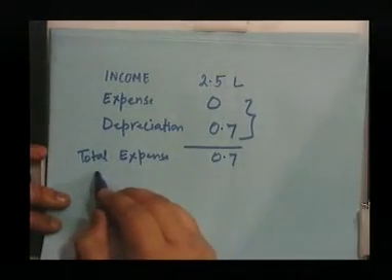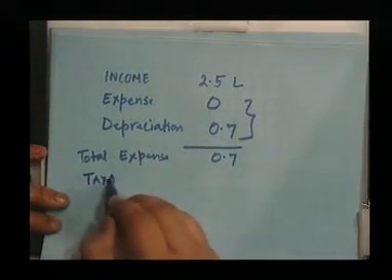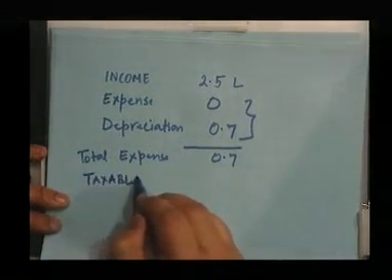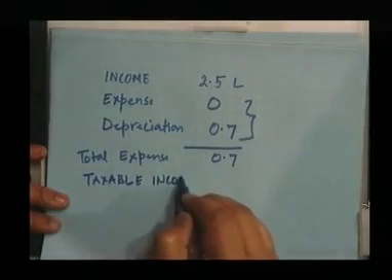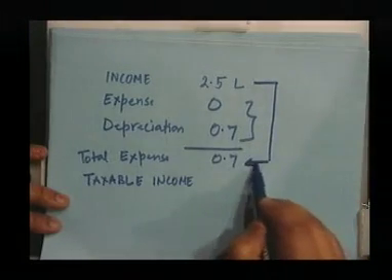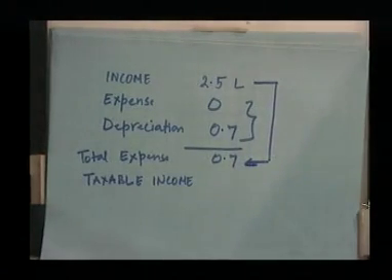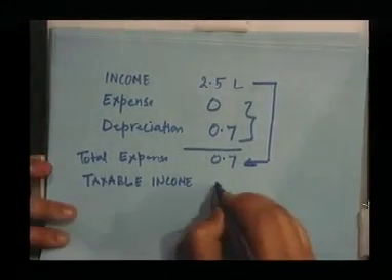So, my taxable income, I will call it taxable income, would be equal to this minus this. So, 2.5 minus 0.7, which is equal to 1.80.